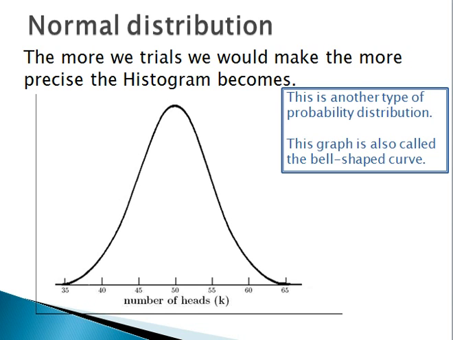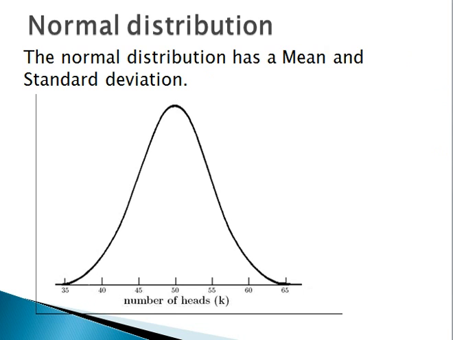And as you can see, it kind of looks like a bell. That's why we also call it the bell-shaped curve, because any normal distribution has this shape. Some of them are a little bit wider, some of them a little bit smaller, some higher, some lower, but they all look like a bell.